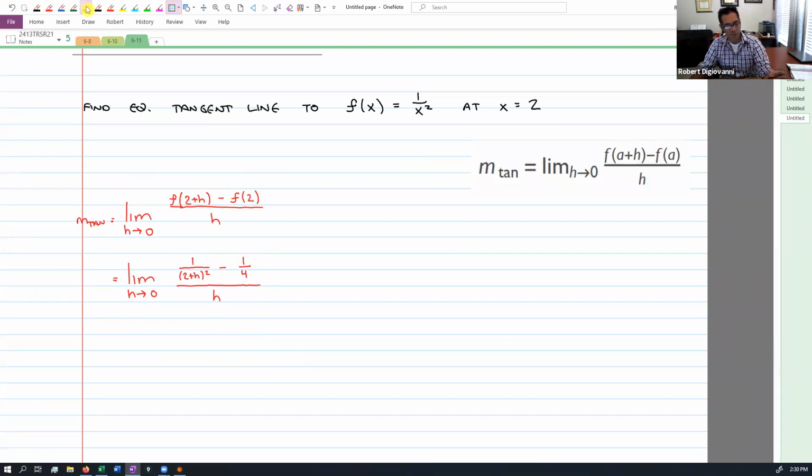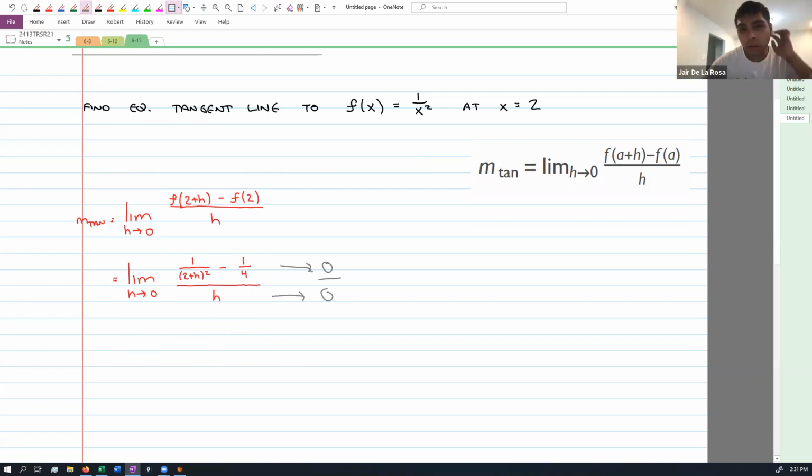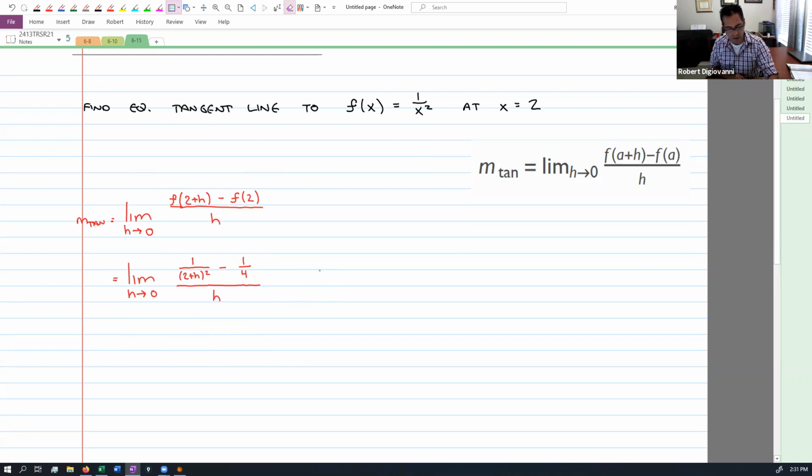No? You can check for yourself. The top goes to 0, bottom goes to 0. We have 0 over 0. This is bad. We need to do some algebra. What algebra would you recommend I try here? Combining the common denominator. Yeah, let's get a common denominator, put these together. This might be tough. Okay, here we go.